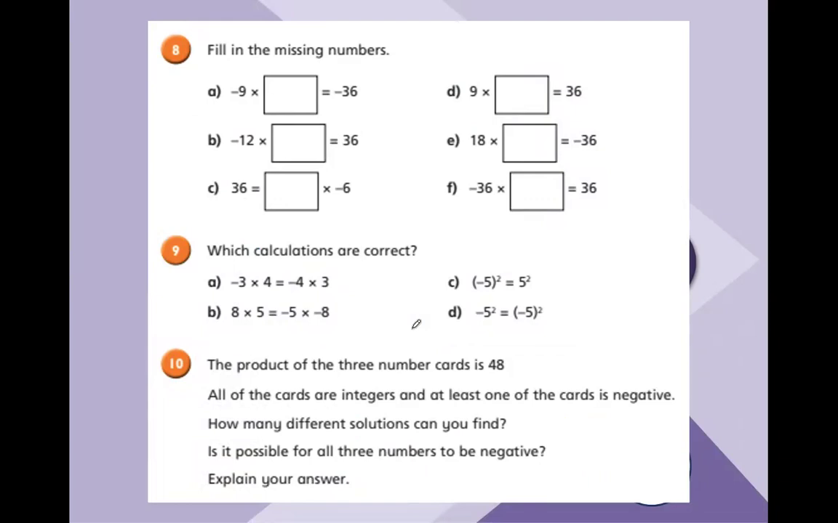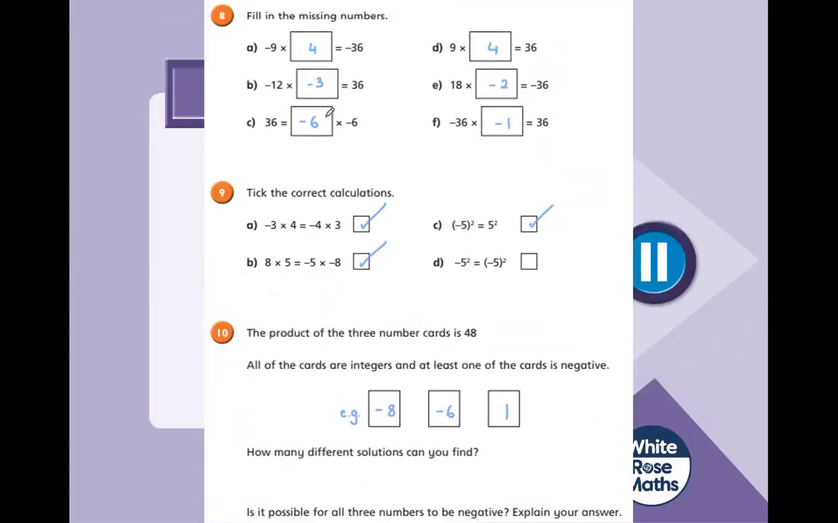Assuming you've paused the video and you've answered questions 8, 9, and 10, here are the answers. Let's discuss them. So for question 8, you were simply asked to find what's missing to give you negative 36. Now we know that if we multiply a positive number with a negative number, that has to be negative. So we have a negative number, so that has to be a positive number. Now, the inverse operation will be to do negative 36 divided by negative 9.